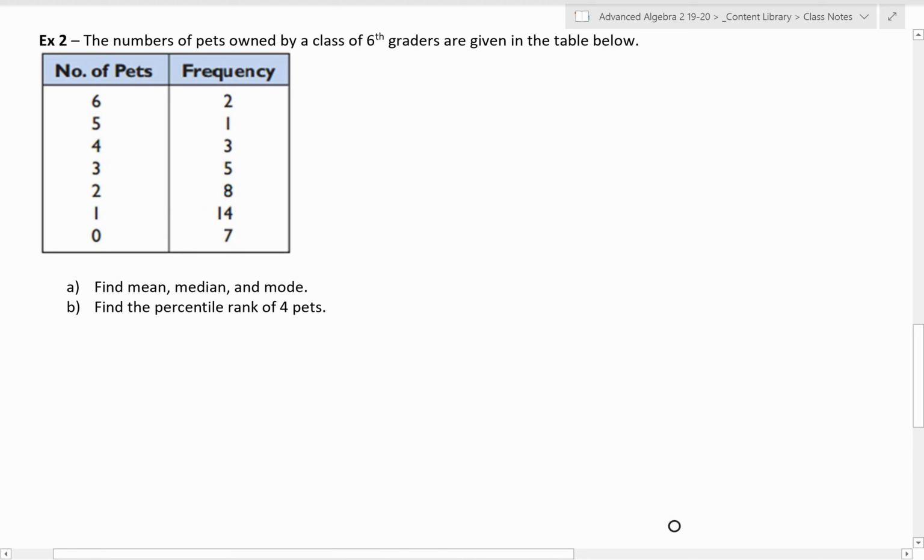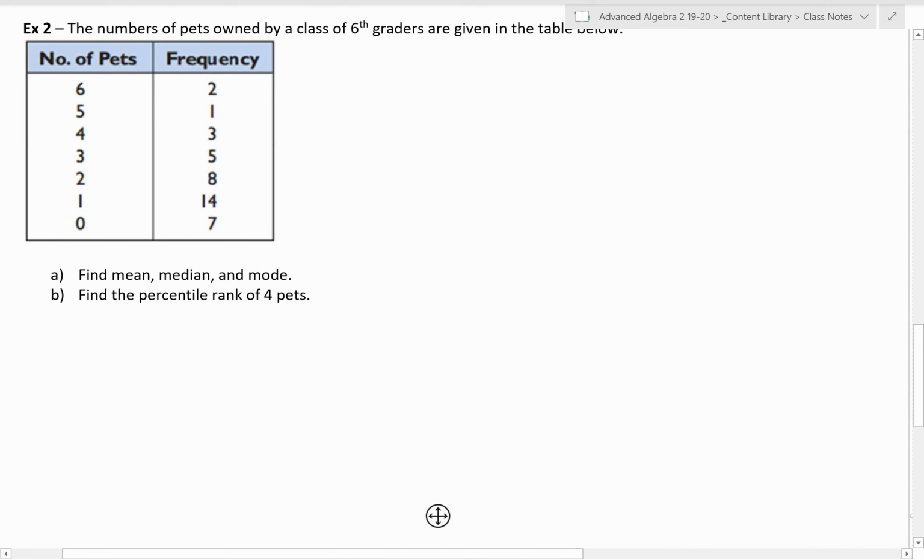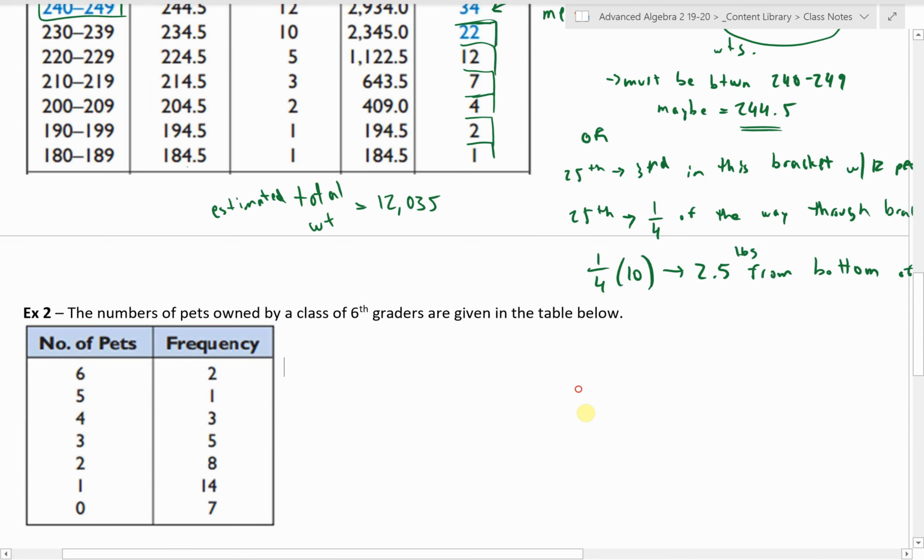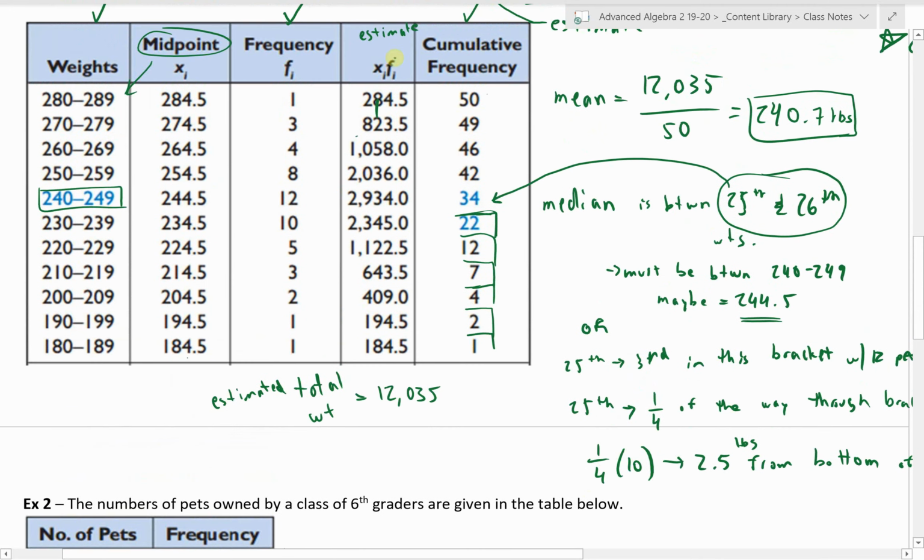All right, so let's find mean, median, and mode. Okay, let's look at mean. Well, again, we know mean is the total number of pets divided by the total number of students. So what I would suggest is adding a column, not a cumulative frequency column, but rather what we had up here where we found the total amount of weight contributed from each group.